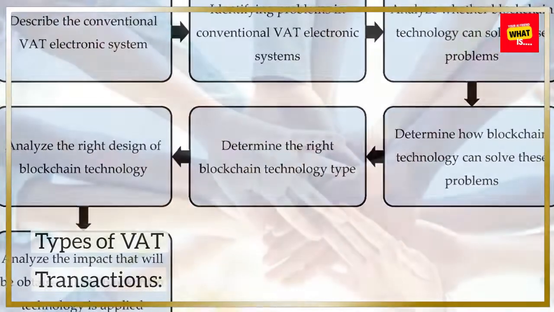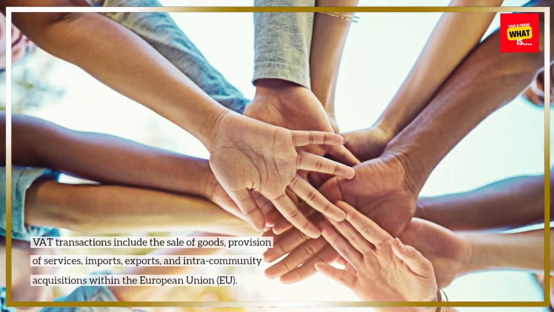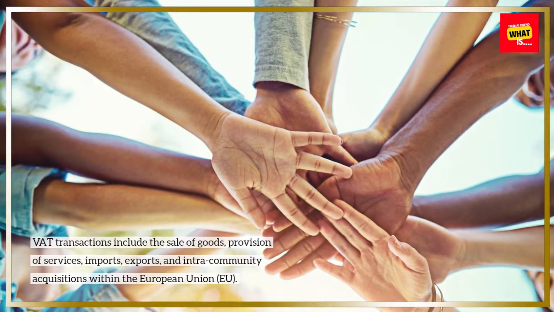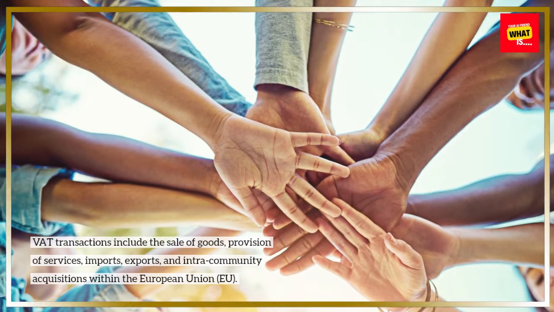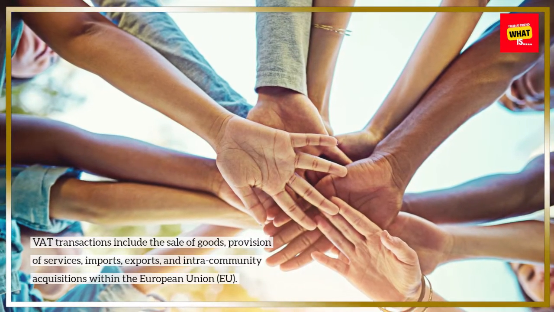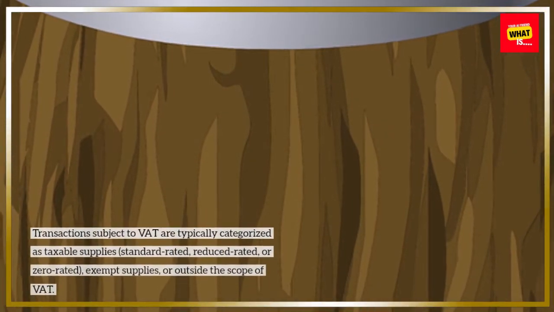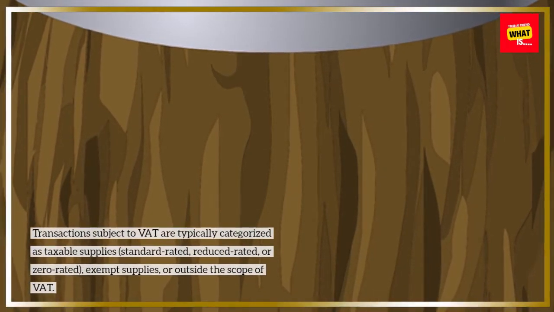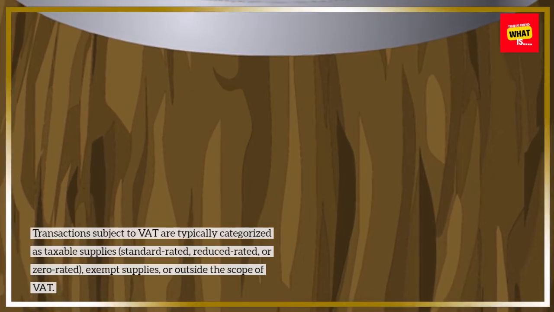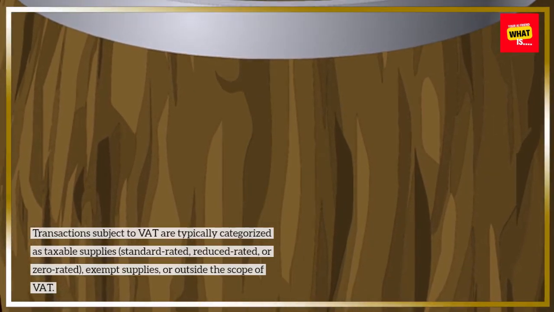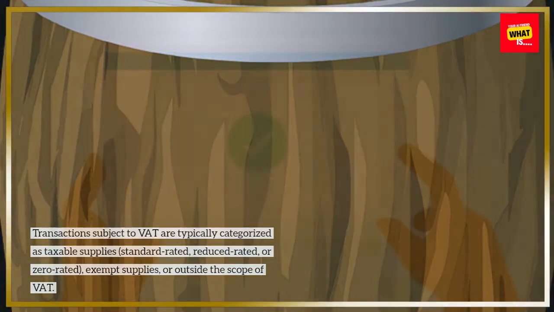Types of VAT transactions. VAT transactions include the sale of goods, provision of services, imports, exports, and intra-community acquisitions within the European Union, EU. Transactions subject to VAT are typically categorized as taxable supplies, standard rated, reduced rated, or zero rated, exempt supplies, or outside the scope of VAT.